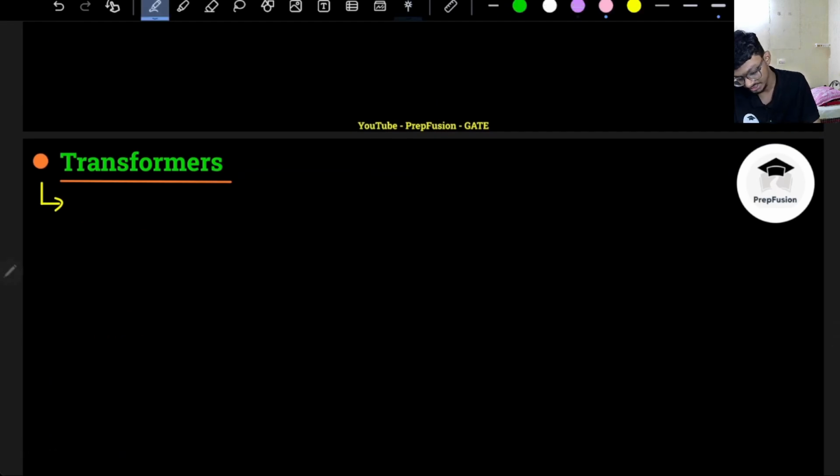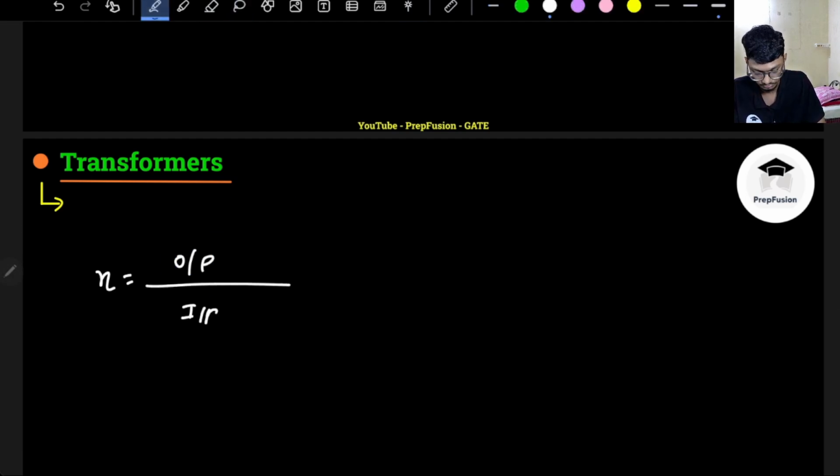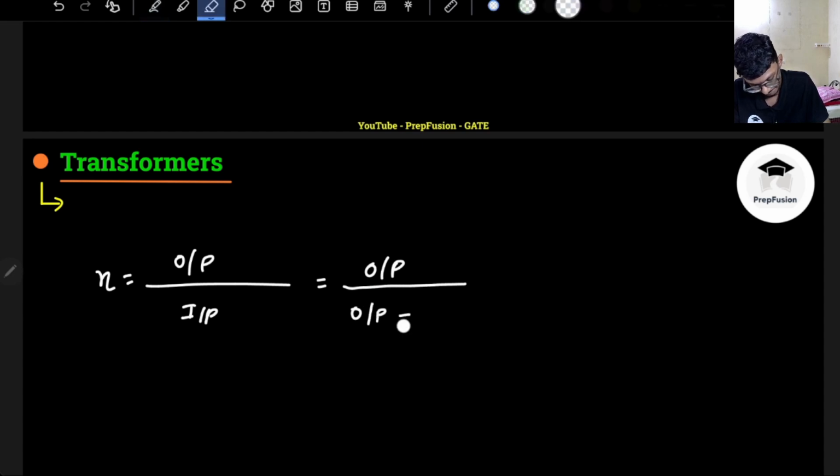So my efficiency is what? Efficiency is output upon input, correct? Efficiency is output upon input, which equals output by output plus losses.